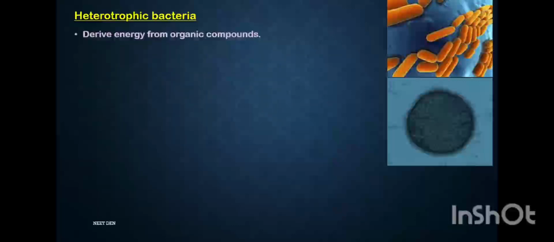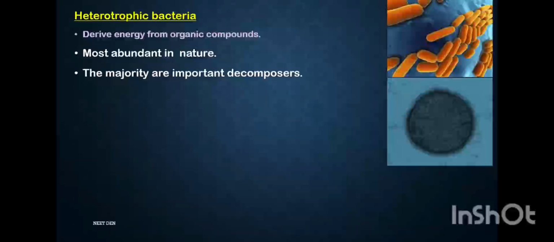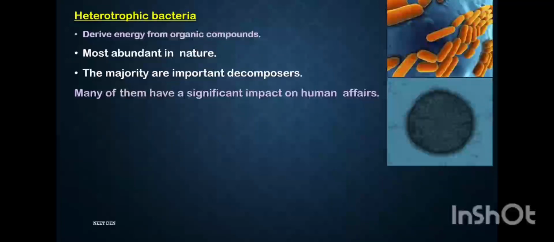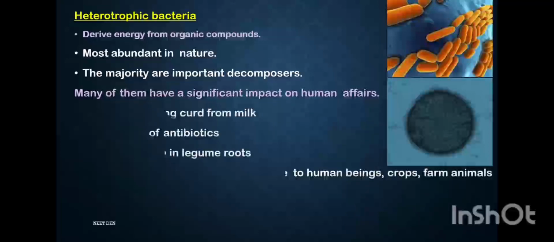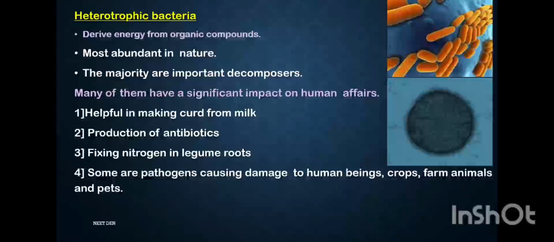So these heterotrophic eubacteria, they derive their energy from organic compounds. They are the most abundant bacteria in nature, and the majority are important decomposers in nature. Many of them have significant impact on human affairs. So we find that there are so many bacteria which can be utilized for various functions.